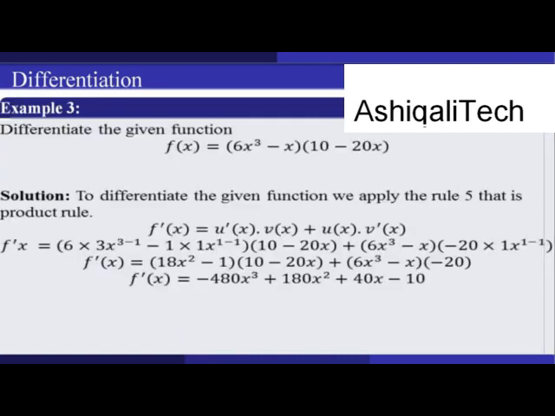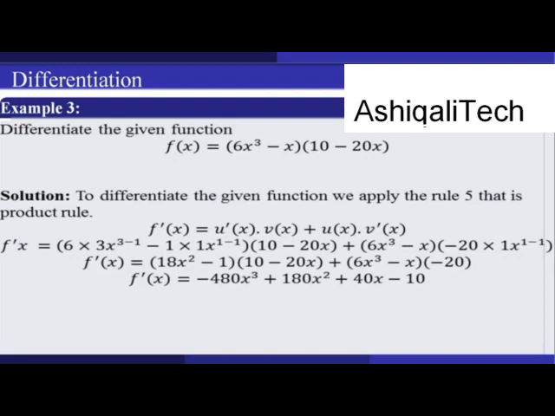Dear students, now we see another example. Differentiate the given function f of x is equal to 6x cube minus x into 10 minus 20x. To differentiate the given function, we apply rule 5, that is the product rule. So f prime of x is equal to u prime of x into v of x plus u of x into v prime of x.